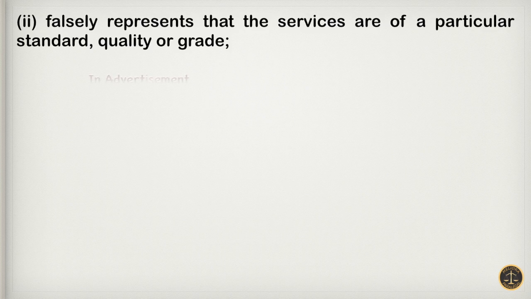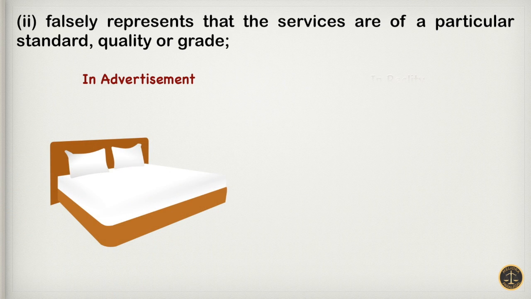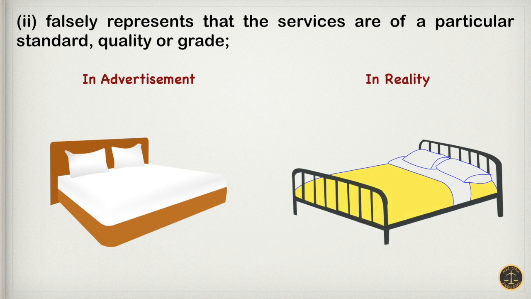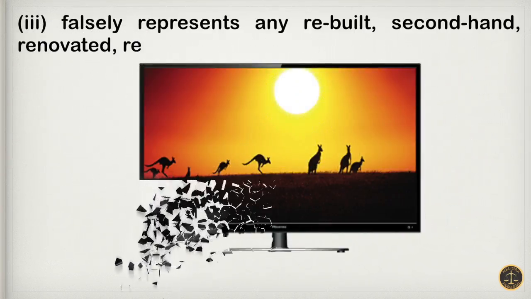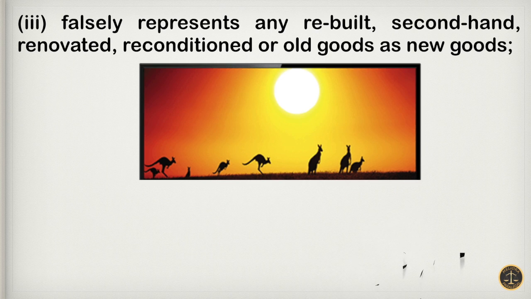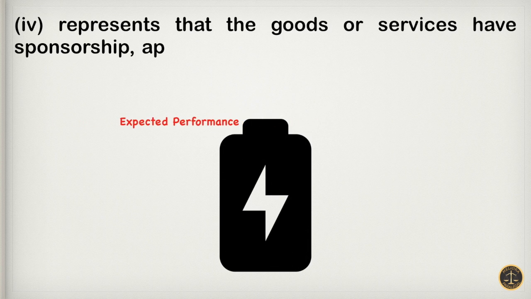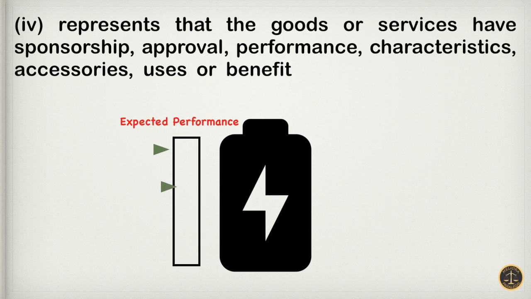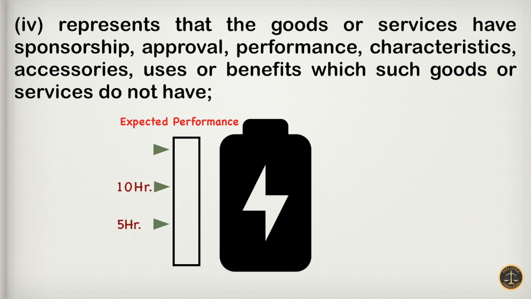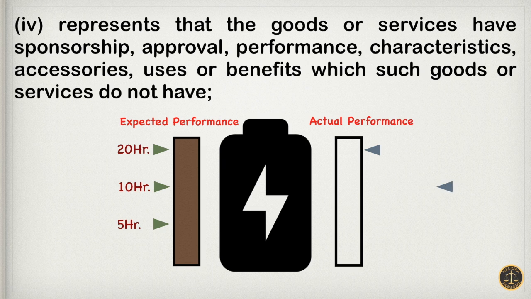Next, falsely represents that the services are of a particular standard, quality, or grade. Next, falsely represents any rebuilt, second-hand, renovated, reconditioned, or old goods as new goods. Next, represents that the goods or services have sponsorship, approval, performance, characteristics, accessories, uses, or benefits which such goods or services do not have.